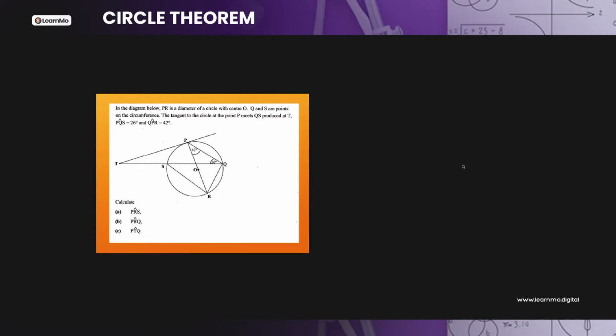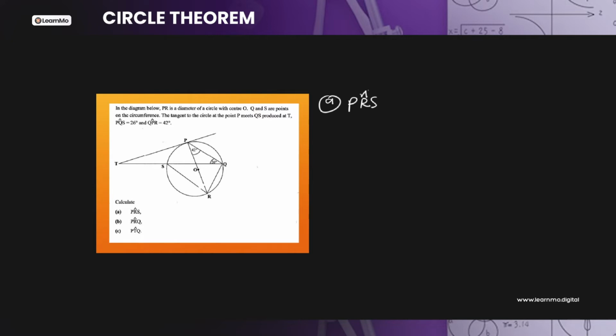The first question is saying calculate PRS. So the first question is saying find PRS. PRS is right here. So this is PRS. They want you to find this angle right here. For you to find this angle, you have to use one theorem.